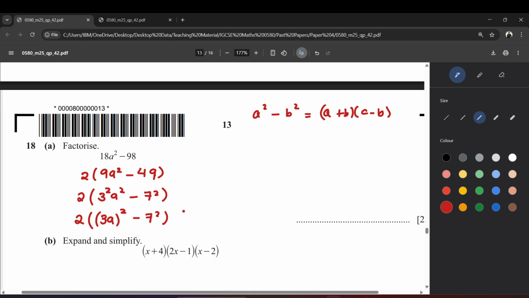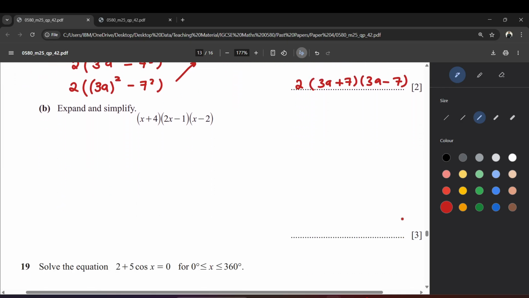So therefore we can write it in this form: 2 times 3a plus 7 times 3a minus 7. Okay, and now if I open up the square bracket, I would get 2 times 3a plus 7 times 3a minus 7.